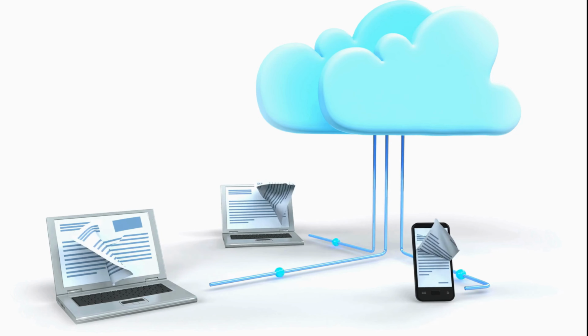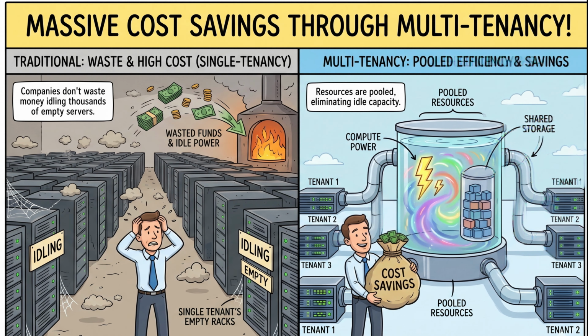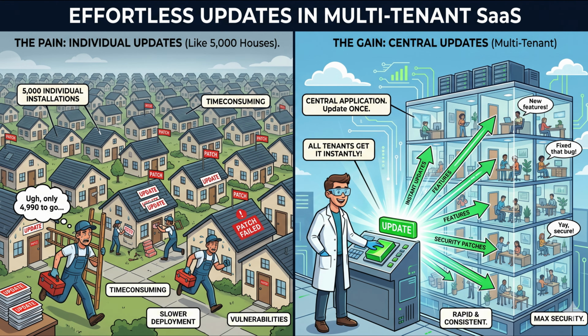There is a reason multi-tenancy is the backbone of modern cloud computing and SaaS. Let's look at the benefits. Massive cost savings. Because resources like compute power and storage are pooled together, companies don't waste money idling thousands of empty servers. Effortless updates. Imagine having to update 5,000 individual houses. It would take forever. In a multi-tenant system, developers update the application once, and all 5,000 tenants instantly get the new features and security patches.